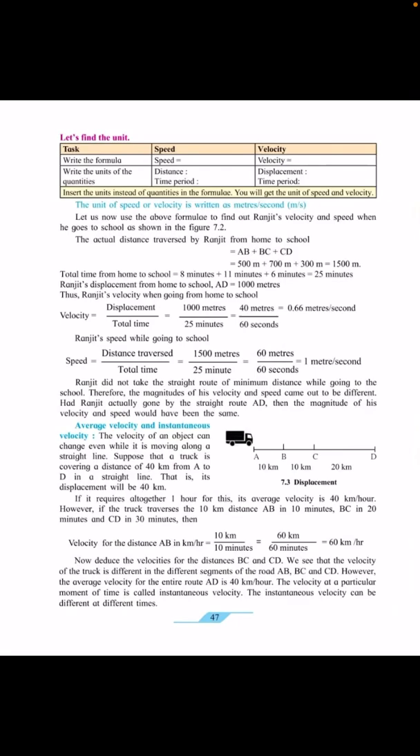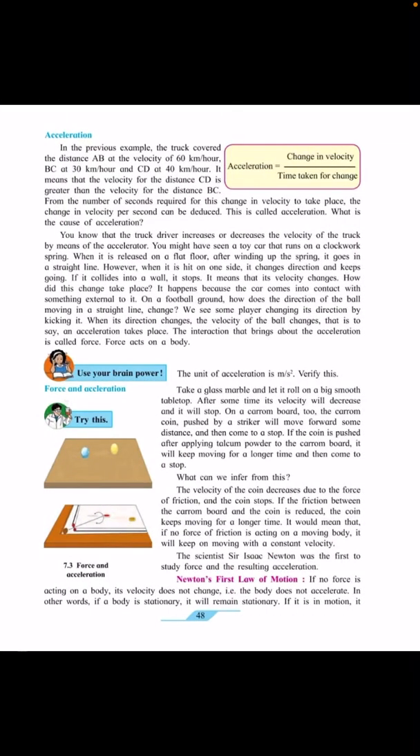Then next on the same page, learn the definition of average velocity and instantaneous velocity. What do you mean by that? Read the chapter well, then only you will be able to follow the things. Next page, learn the definition of acceleration, its formula in the yellow box. Acceleration is equal to change in velocity upon time taken for the change. So the examples. Then force and acceleration, use your brain power there. The unit of acceleration is meters per second square. Verify this, so that you should know how it is.